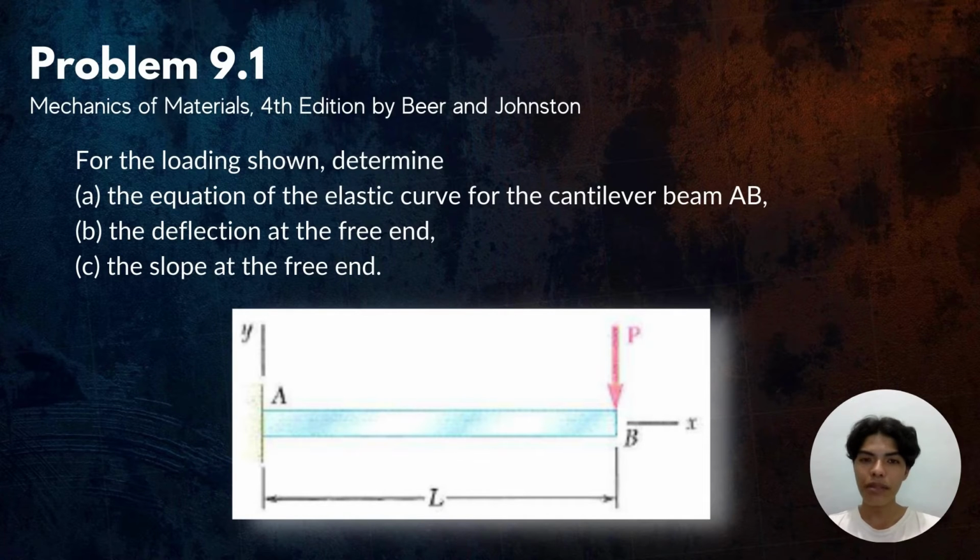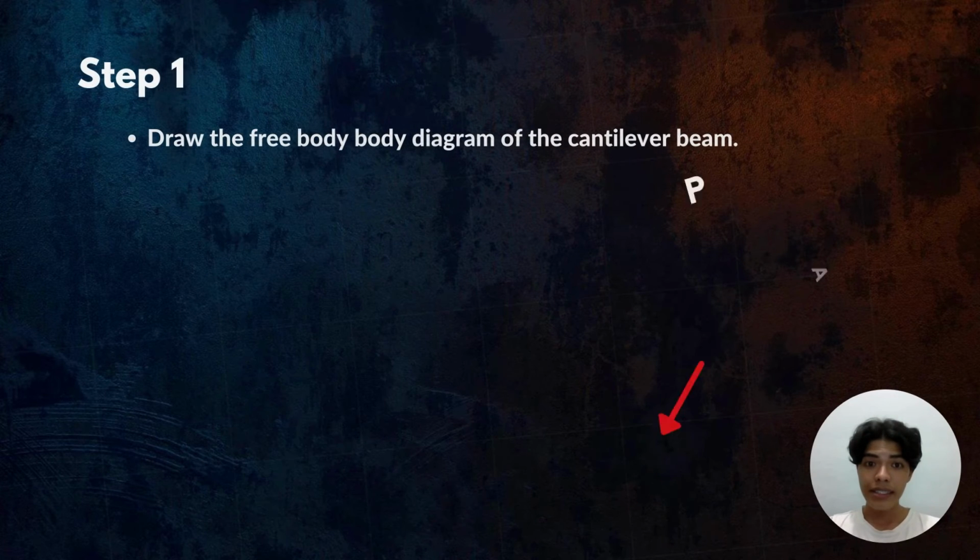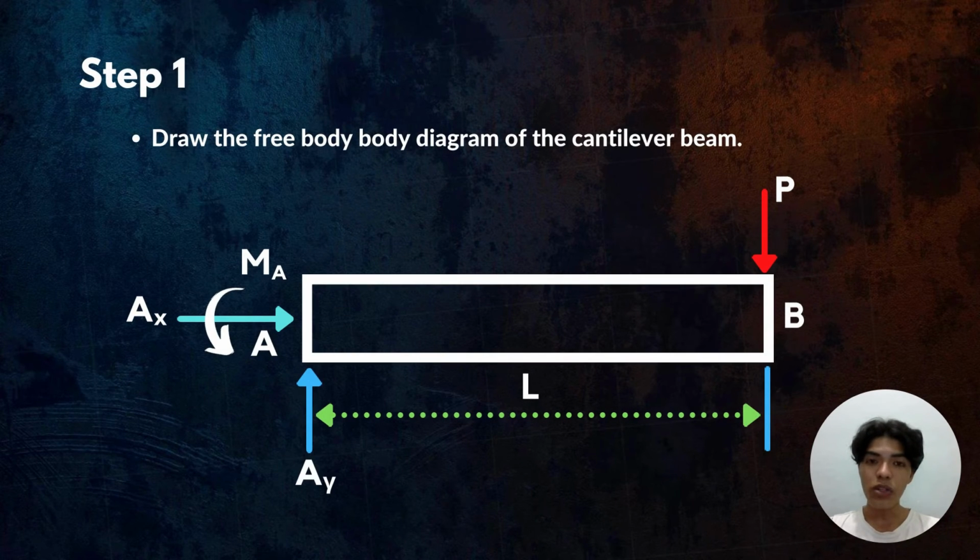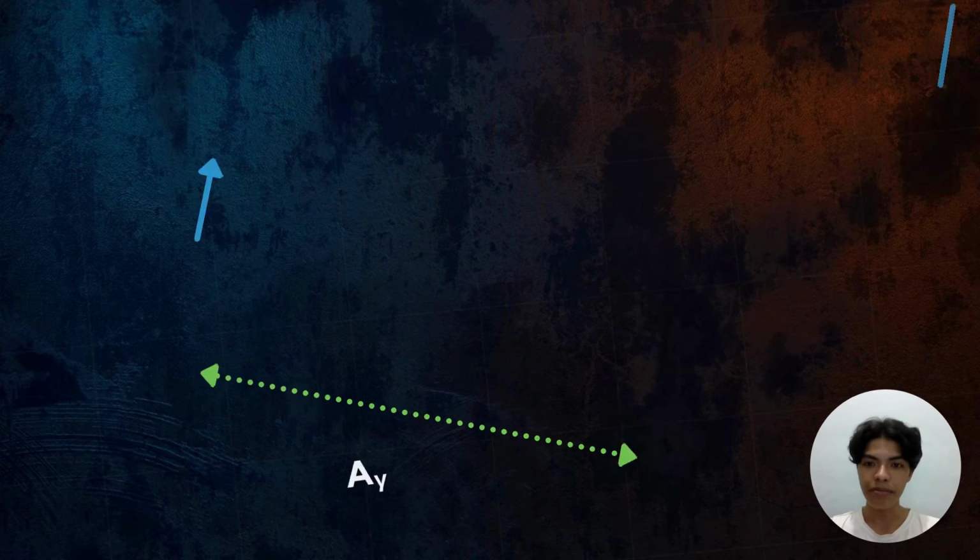That is why, for problem 9.1 from the book Mechanics of Materials, 4th edition by Beer and Johnston, for the loading shown, we're going to determine A, the equation for the elastic curve for the cantilever beam AB, B, the deflection at the free end, and C, the slope at the free end. Since there is no displacement along x and we're only going to find these 3 items from our problem, the first step is to draw the free body diagram of the cantilever beam.